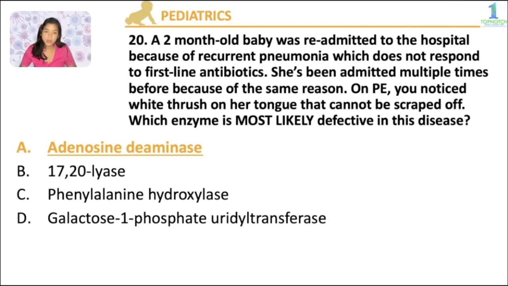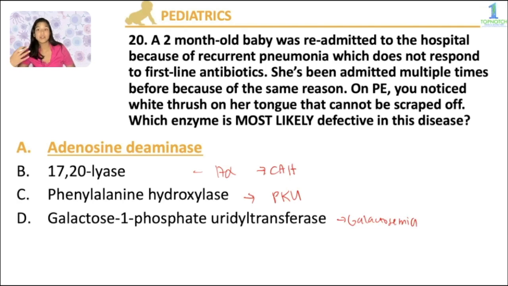What is 17,20 lyase deficiency? It's the same as 17 alpha hydroxylase deficiency, causing congenital adrenal hyperplasia. PAH deficiency, this is phenylketonuria, which causes intellectual disabilities, jerky movements, and lighter skin. Galactose 1-phosphate uridyl transferase deficiency is, of course, galactosemia, okay, which is a galactose intolerance or inability to metabolize galactose, leading to failure to thrive, jaundice, and intellectual disability whenever the child is exposed to galactose.